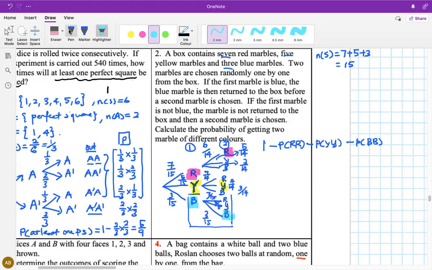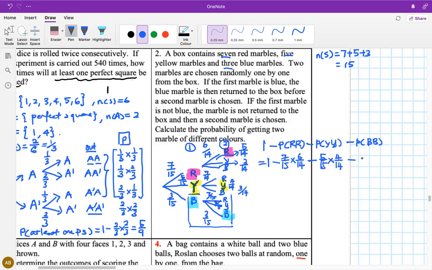Okay, so 1 minus red will be 7/15 times 6/14. Okay, because first time you take red out, you don't return it. So that means the second time you take out, the total number of marbles will be 14, and the red marbles, of course, is less 1. Right? Then you minus the yellow. Yellow is the same also. When you take out 1 yellow, then you don't return back. So that means you get 5/15 times 4/14.